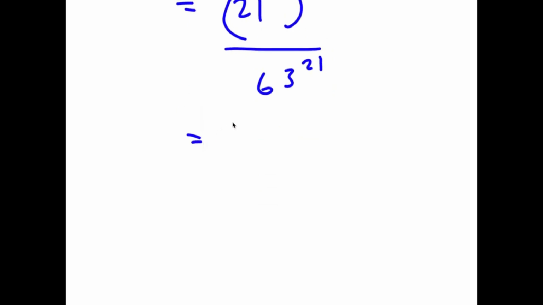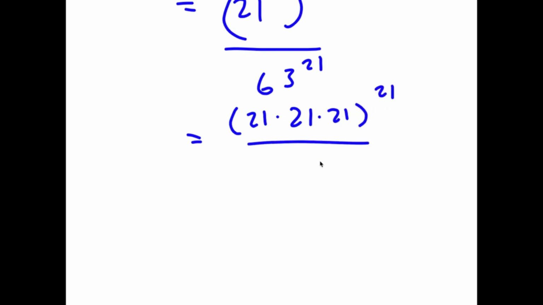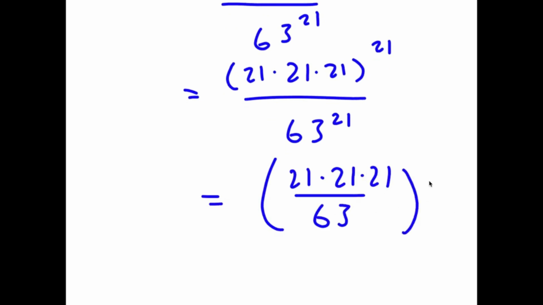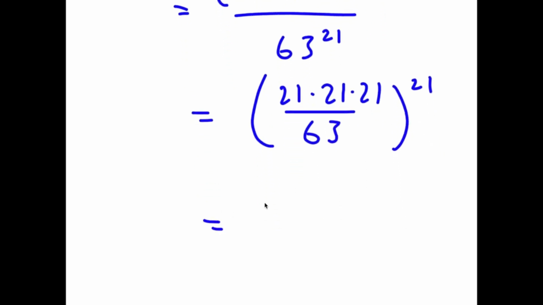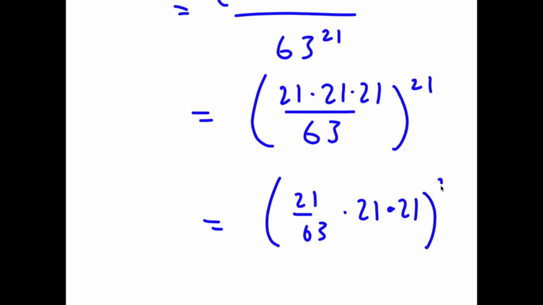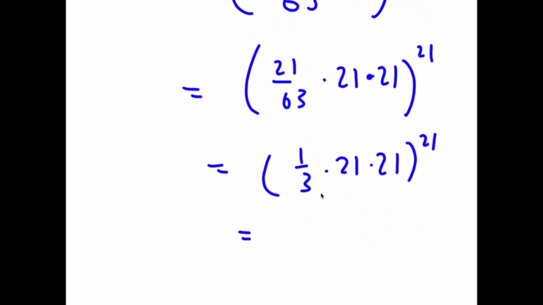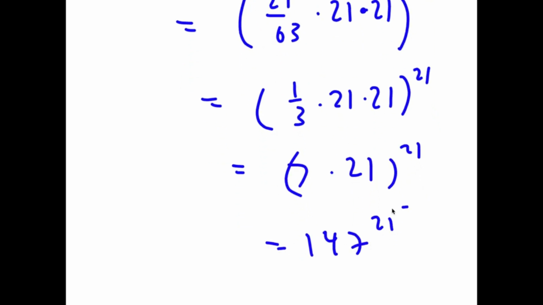And now this is equal to 21 times 21 times 21 to the power of 21 over 63 to the power of 21, which is equal to 21 times 21 times 21 over 63 to the power of 21. Now this is the same thing as 21 over 63 times 21 times 21 to the power of 21. 21 over 63 is 1/3, so I have 1/3 times 21 times 21 to the power of 21. 1/3 times 21 is 7, so I have 7 times 21 to the power of 21, which is again 147 to the power of 21.